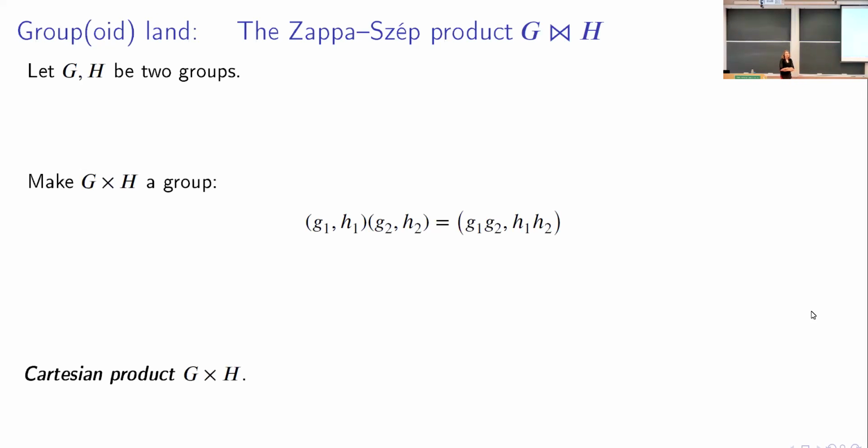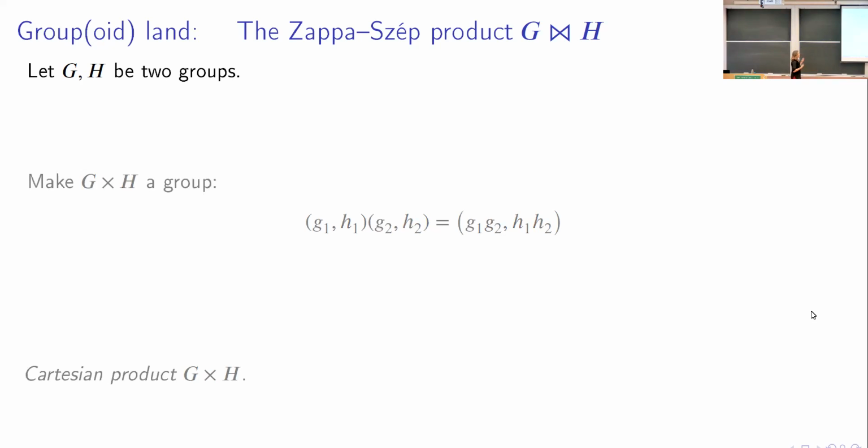So let's pretend we don't know anything and start very, very easily with two groups. And I'm going to take their Cartesian product, and I'm going to make another group. You probably have seen this before. So I really just take two tuples and multiply the components. And I get a new group, which is the Cartesian product.